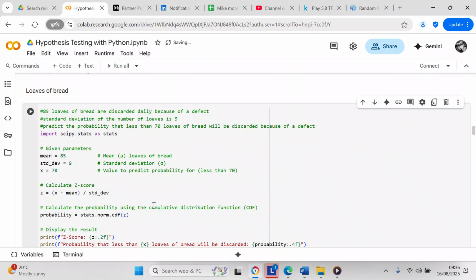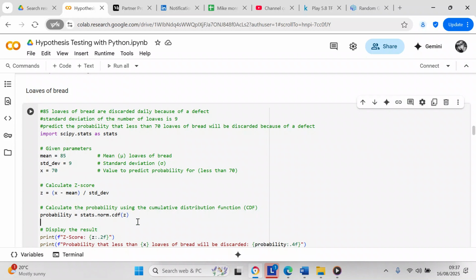In previous videos, we were talking about the z-score, the z-statistic, and sometimes a normal distribution is called a z-distribution. So z is like your z-statistic. Z equals x minus mean, that's 70 minus 85, divided by standard deviation. So that's negative 15 divided by 9, which is close to 2, 1 point something.